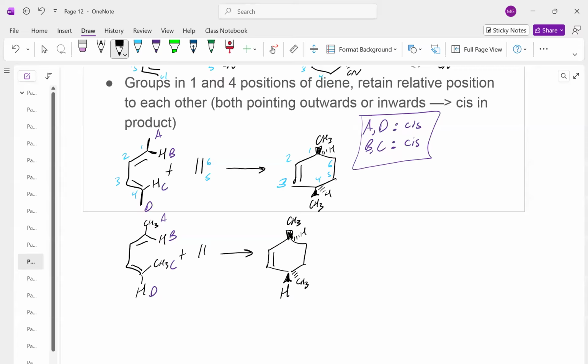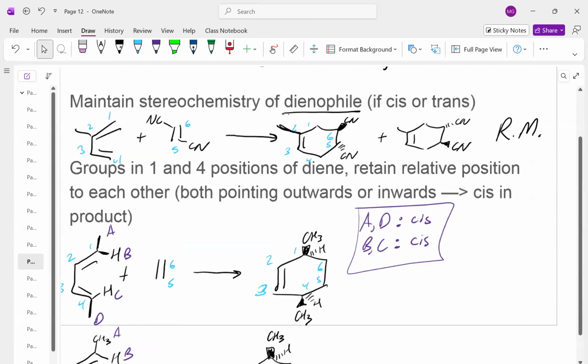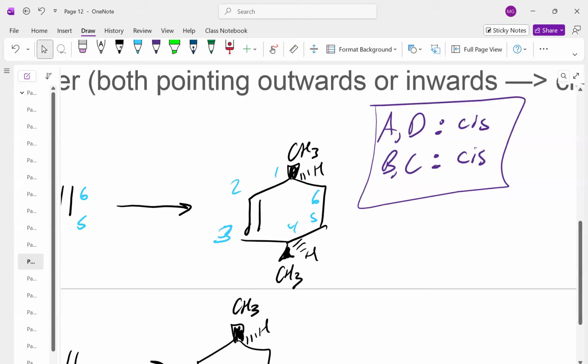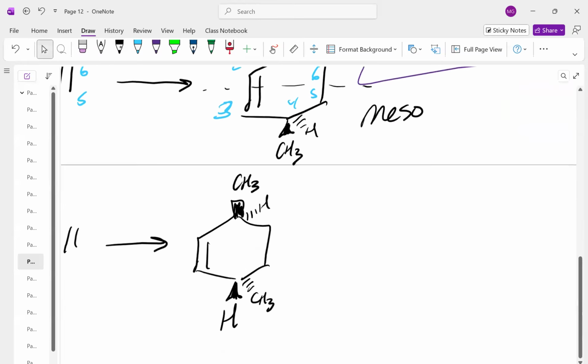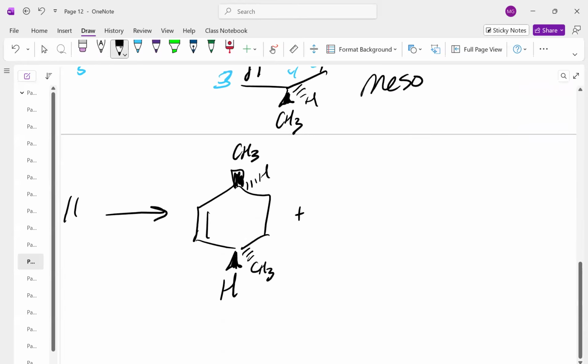Now let's examine both the products. Should I draw the enantiomer for the first reaction here, for this guy? Well, this turns out to be a meso compound. Same groups on both sides of that midline going in the same direction. This, however, is not a meso compound, so I will draw its enantiomer.